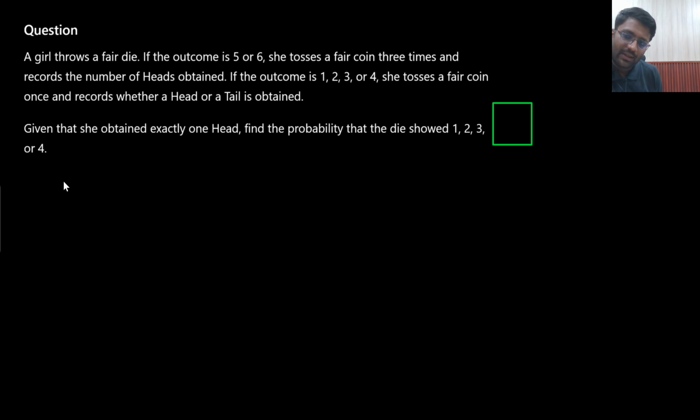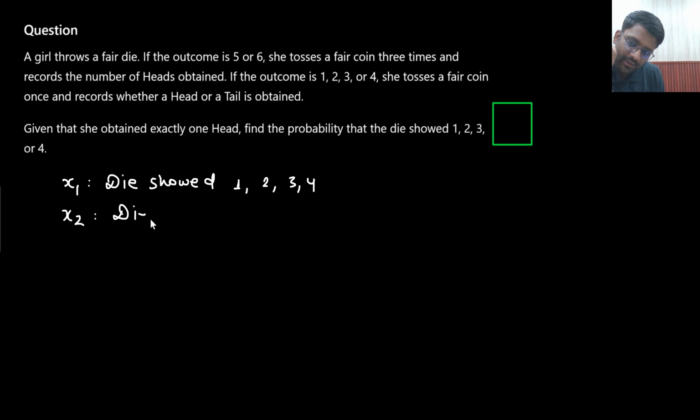Okay. So I am making an event x1 such that die showed 1, 2, 3, 4. And then event x2 I am making that die showed 5, 6. y1 I am making, she obtained exactly 1 head, getting exactly 1 head.